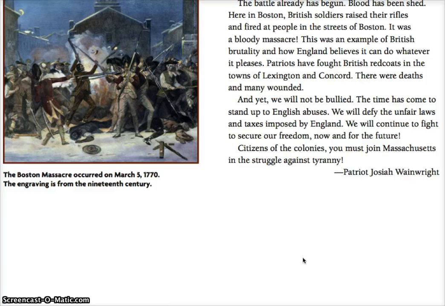And yet, we will not be bullied. The time has come to stand up to English abuses. We will defy the unfair laws and taxes imposed by England. We will continue to fight to secure our freedom, now and for the future. Citizens of the colonies, you must join Massachusetts in the struggle against tyranny. By Patriot Josiah Wainwright.